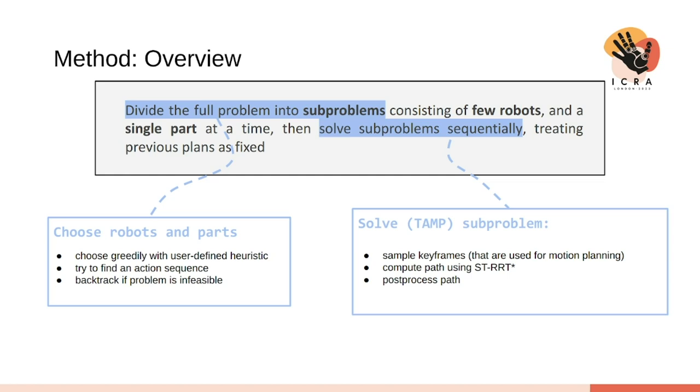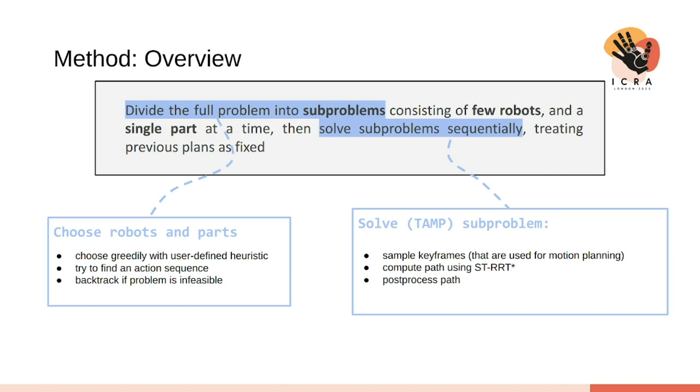This core idea requires two main algorithmic components to work. First, a way to choose robots and parts that make up a single subproblem, and secondly, a way to solve this task and motion planning subproblem. The first, on the left, we simply do greedily in this work, meaning that we use a user-defined heuristic that we optimize over to obtain a group of robots and a single part. We then try to find a valid action sequence for the involved robots, which could be a pick and place sequence, or it could involve a handover. If we can't find one, so if it's infeasible with a group of robots for a specific part, we backtrack.